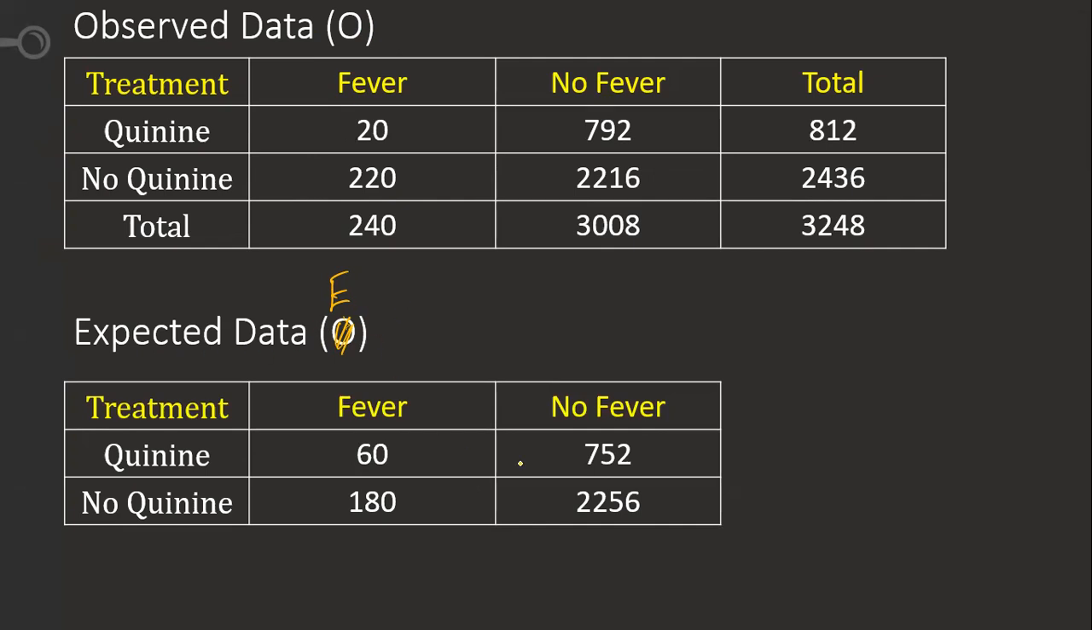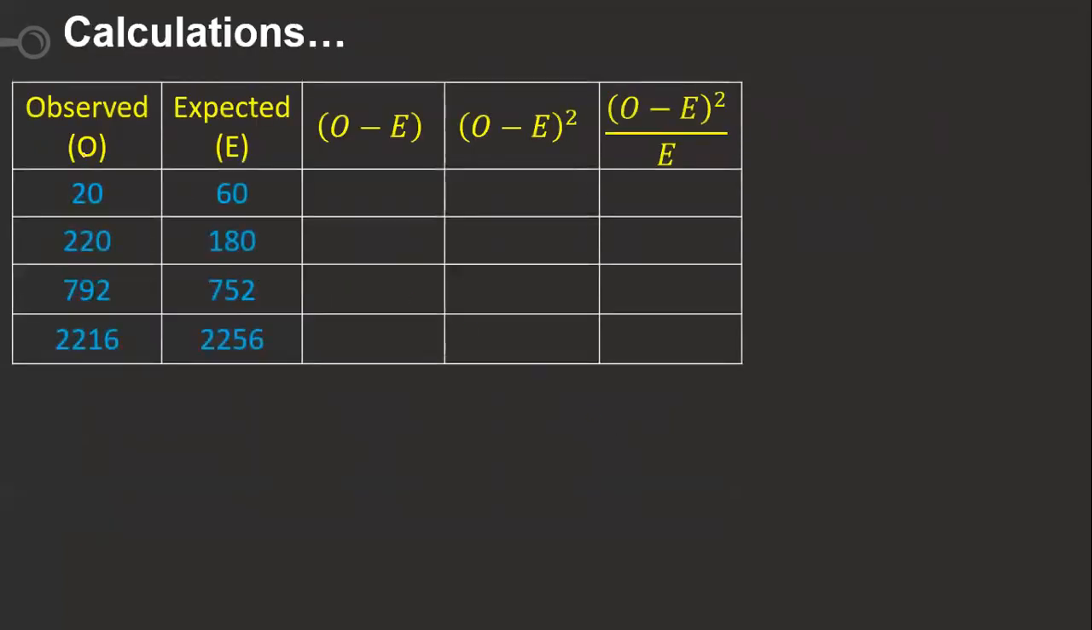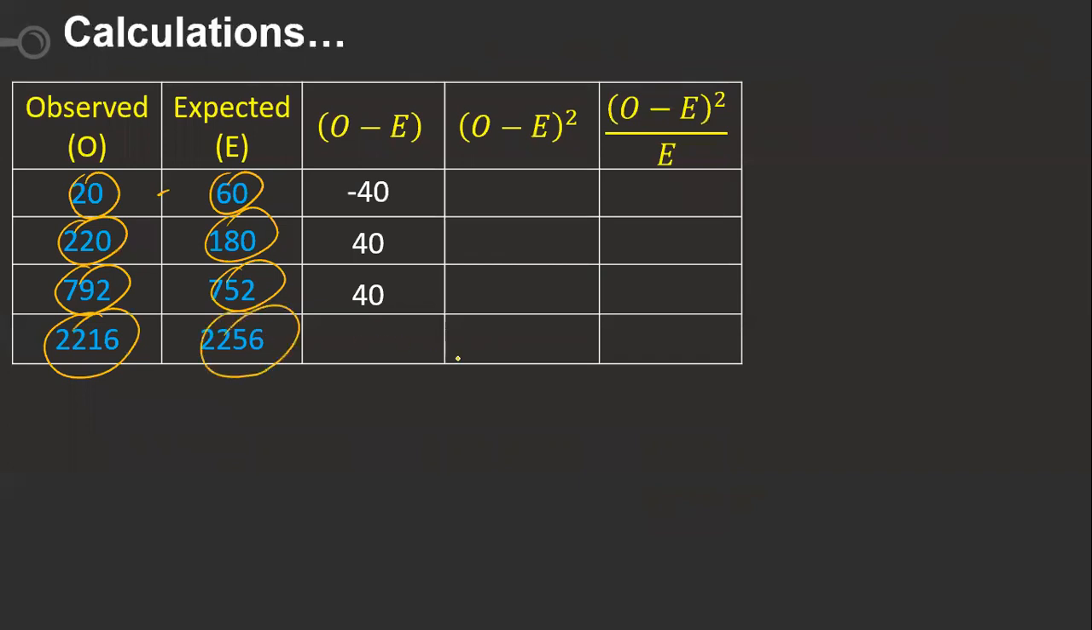Once this is done, I am going to tabulate it. This is the observed value, this is the expected value, then I'm subtracting these two. 20 minus 60 gives you minus 40 here. 220 minus 180 also gives you 40. 792 minus 752 gives you 40. 2216 minus 2256 gives you minus 40. It is a little bit strange that everything is coming to the same value, but sometimes it may come.